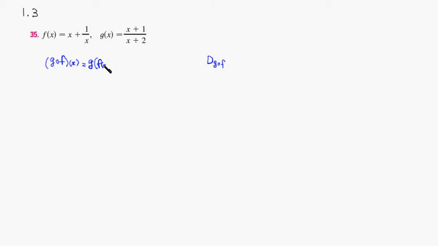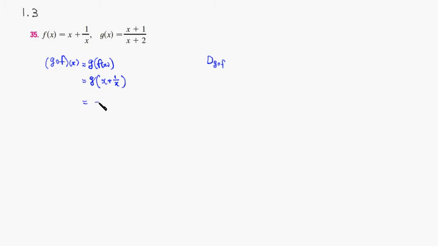So f of x is the inside function. Let's work from inside out. f of x is given right here, so I just put that in: x plus 1 over x. Then we have to look at the formula of g and replace x by x plus 1 over x.